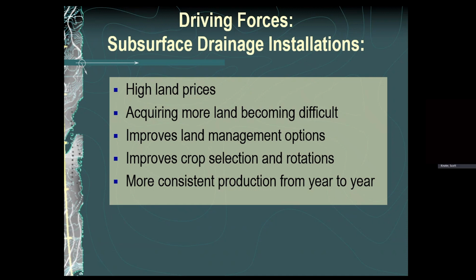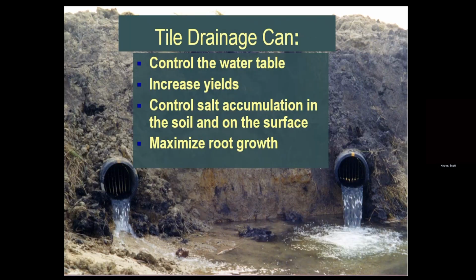That improves your crop selection, and you get more consistent production year in, year out. I've got studies going back 60 years showing that the coefficient of variation of yield is much less with the subsurface drain field than it is with just going by Mother Nature's wet and dry. So we know it controls the water table. We know from a lot of research for many years that it increased the yields. Now, the big argument is how much does it increase it?